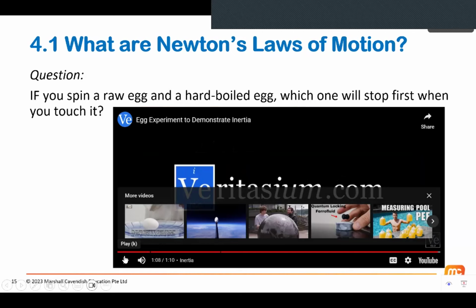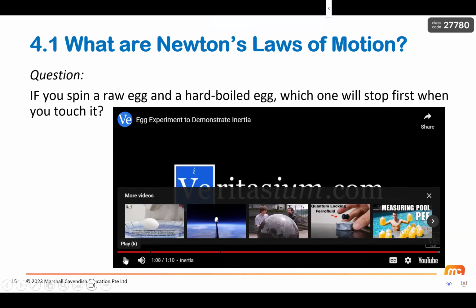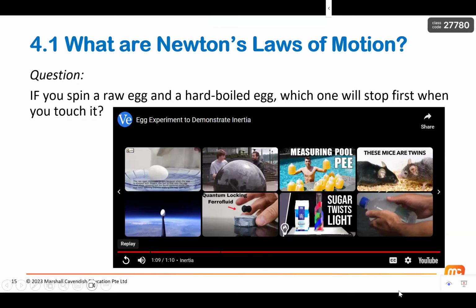Okay, it is also the reason why a hard-boiled egg is harder to start spinning at the start, because it doesn't want to change its original state of rest. But for your raw egg, because the liquid is moving, it's easier for it to change. Next, let's move on.